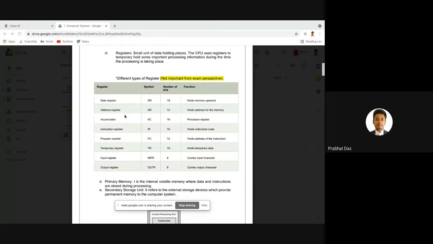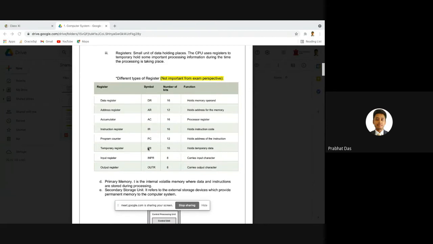Okay, the task of the instruction register is to hold the instruction code. The program counter basically holds the address of the instruction. For each and every instruction, it needs to be stored in some sort of memory location, and that address will be held by the program counter. The temporary register will hold the temporary data.